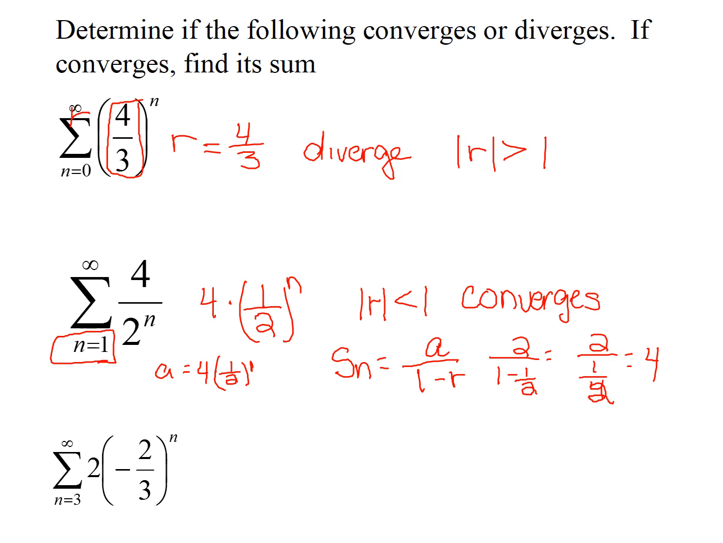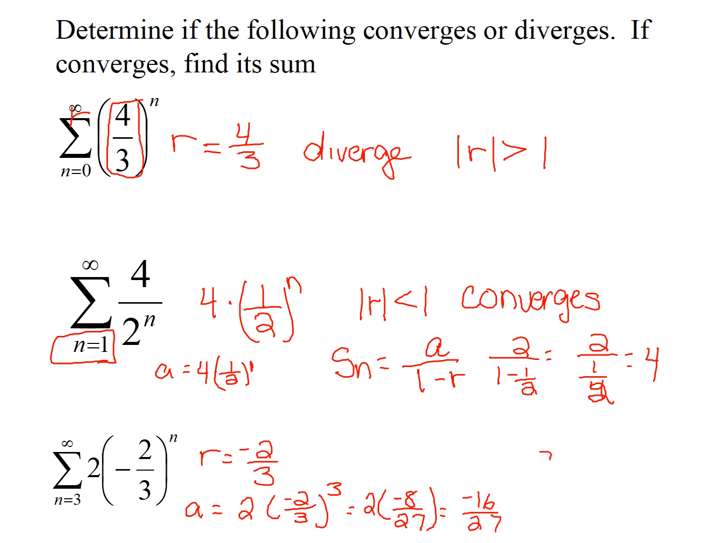So coming down here, once again, we have to find the value of r. R is equal to negative 2/3. We can sort of easily see that one. However, we have to figure out what A is. Once again, to figure out A, I have to substitute in 3 for n. So I get 2 times negative 2/3 raised to the third power. Negative 2 cubed is negative 8 over 27, so A is negative 16 over 27.